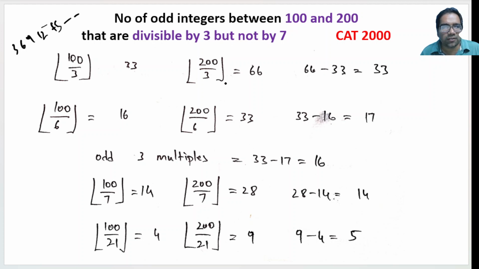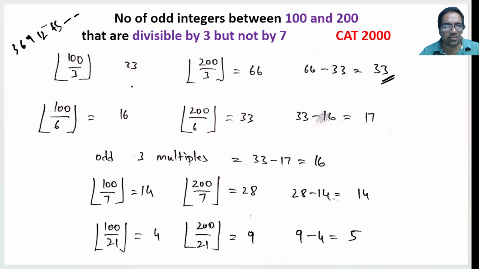This function is called the floor function. Floor of 1.5 is 1. Floor of 2.3 is 2. Any integer less than or equal to that number. So between 100 and 200, how many multiples of 3? This 66 minus this 33, which is 33. How many multiples of 3 are there between 100 and 200? That is the first one, that is 33. Now, we want only the odd multiples, right?